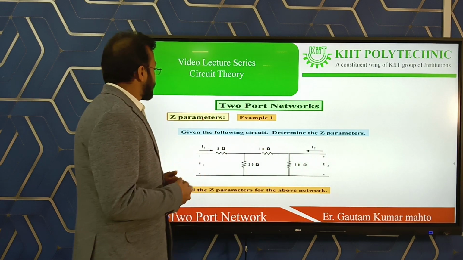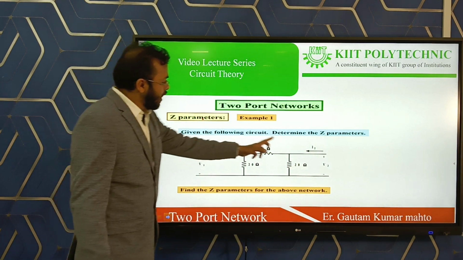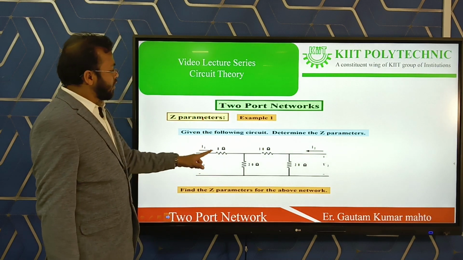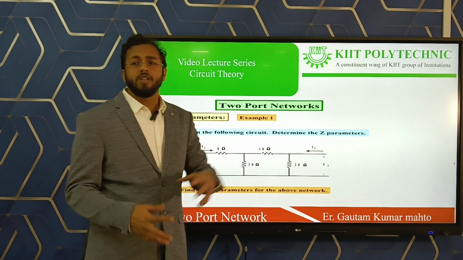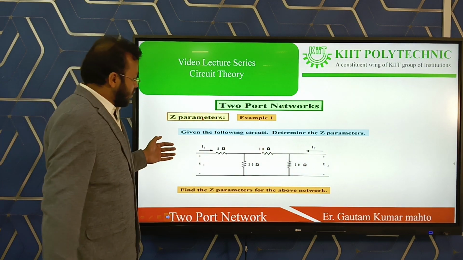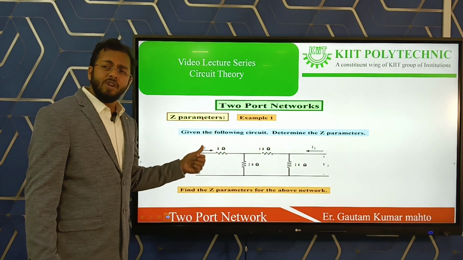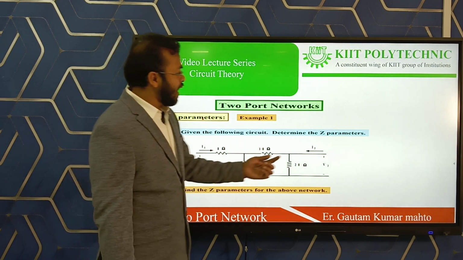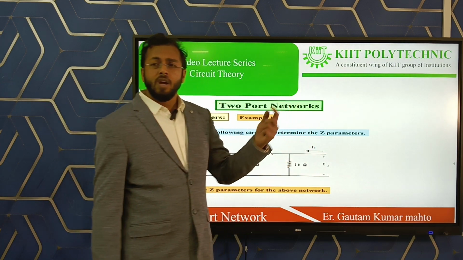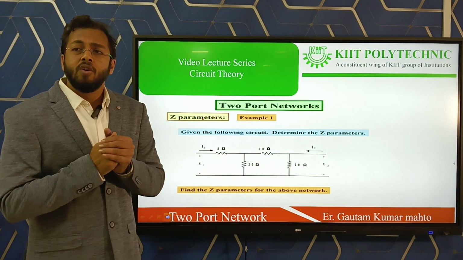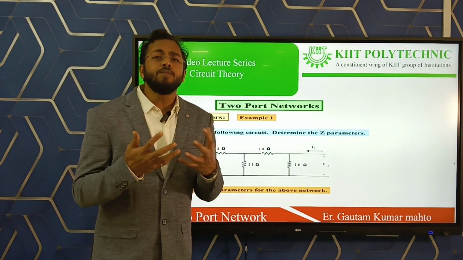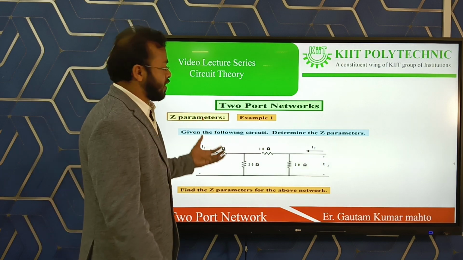Now come to the question. Here this is the network, with 8 ohm, 10 ohm, 20 ohm and 20 ohm resistances connected in the network. This is the input port having the current I1 and the voltage V1, and on the second side there is the output port having the current I2 and the voltage V2. So how can we find the impedance parameters from this circuit?